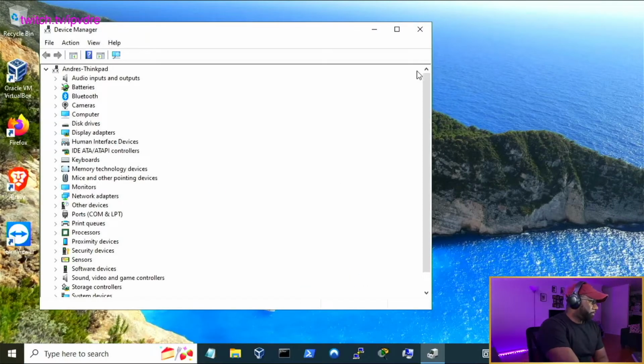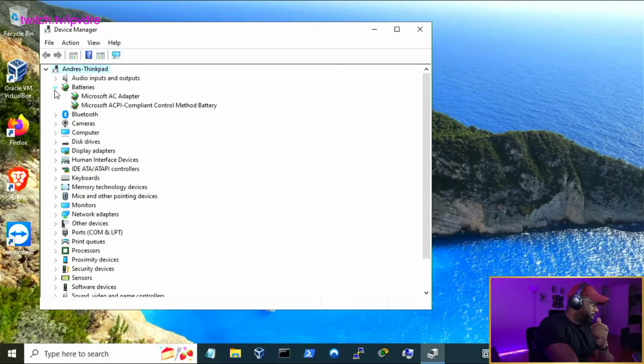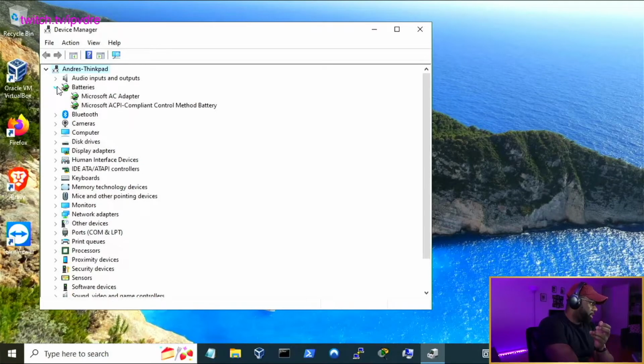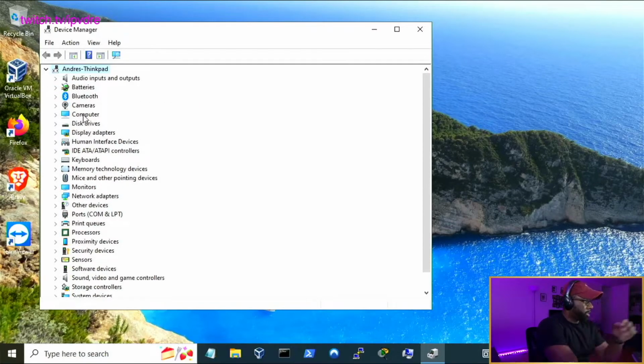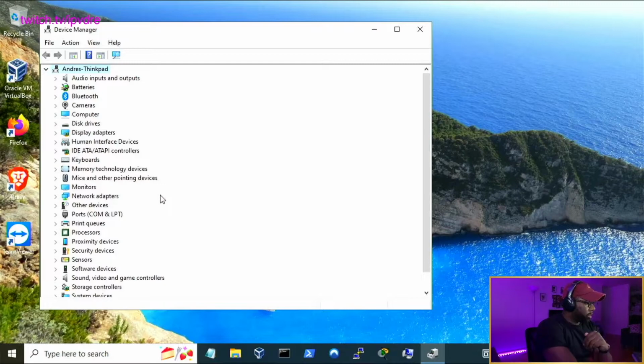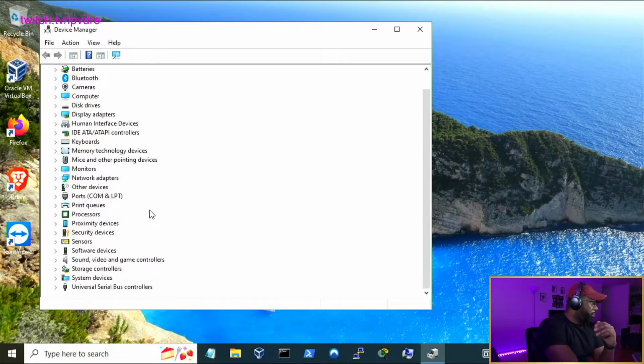This is the Device Manager, right? It shows you everything that's attached to your hardware, right? Your audio inputs and outputs, which is your microphone and your speaker, batteries. Yeah, I don't know what this stuff is. Is it the battery inside the machine? Yeah. Bluetooth, cameras, which is more than likely going to be my integrated camera. Yup. Computer. What do I have attached to it? Yeah, I have all sorts of stuff attached to this little laptop. But this is basically it.